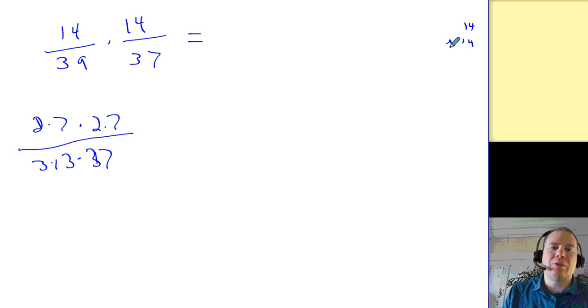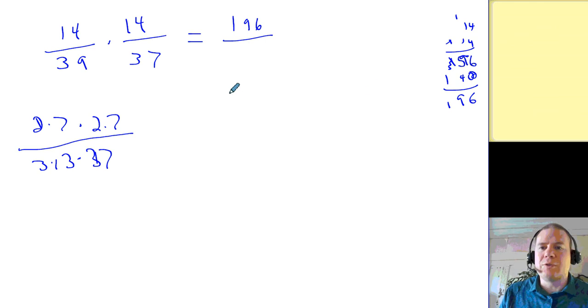14 times 14. Oops, forgot my 1 there. If you don't have it memorized, you can actually work that out. 4 times 4 is 16. 4 plus 1 is 5. 1 times 4 is 4. 1 times 1 is 1. 5 plus 4 is 9, and there's the 1. Right? 56 plus 140, 196.